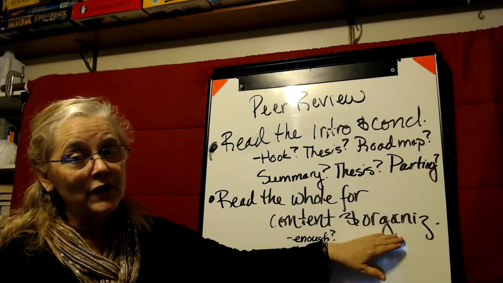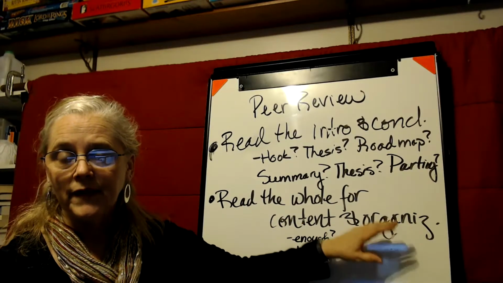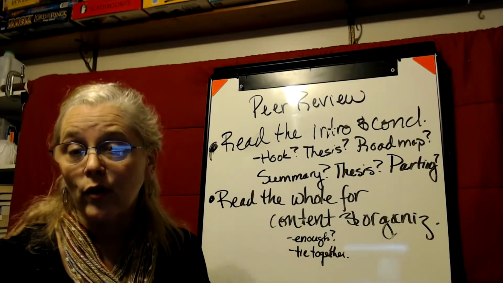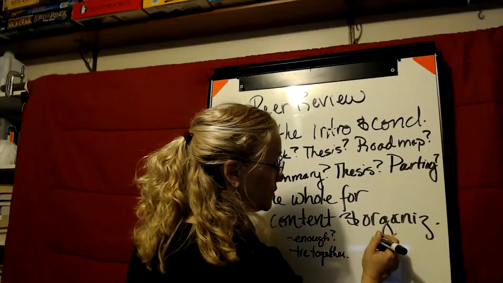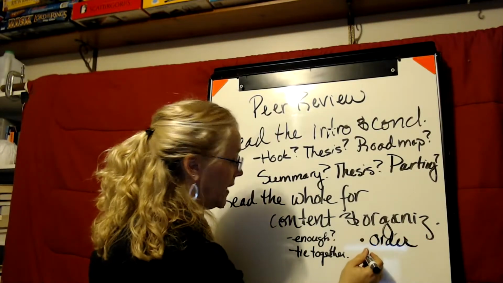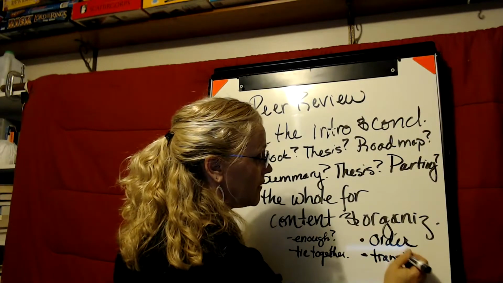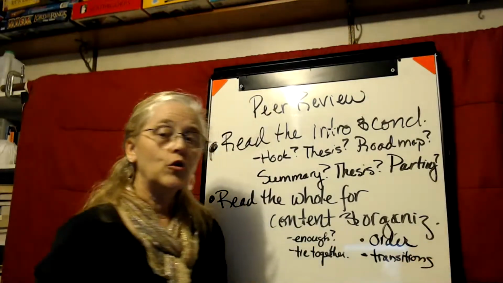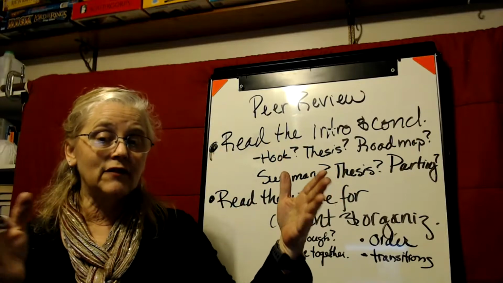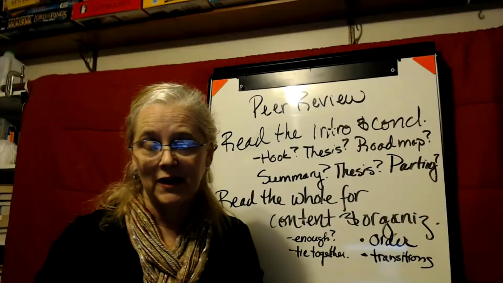Then, as you're reading for content, I want you to keep in mind organization. So are each of the paragraphs, each of the subtopics, in the right order? So you're thinking order. And then I want you to think transitions. That's another aspect of organization. So does your writer help one idea flow to the next? And does it feel seamless, or does it feel really jerky? And could some smoother transitions be included?